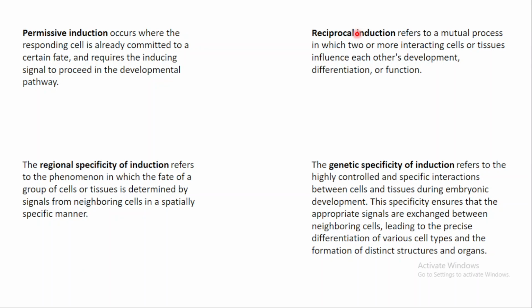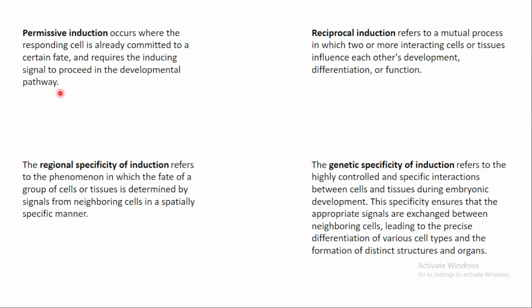So let us have the definitions of all these kinds of inductions. Permissive induction occurs where the responding cell is already committed to a certain fate and requires the inducing signal to proceed in the developmental pathway. So this is not the case, since the responding cell is the wing epithelium. Wing epithelium is still not committed to a fate. Wing epithelium can form the forelimb feathers, the thigh feathers, and the claw.